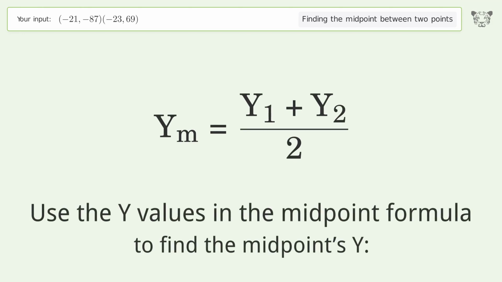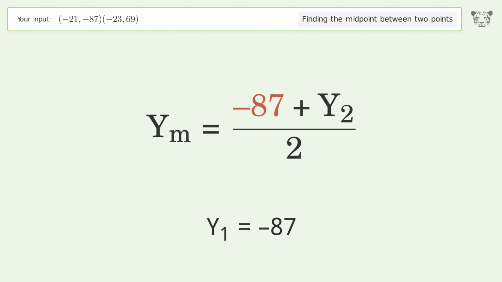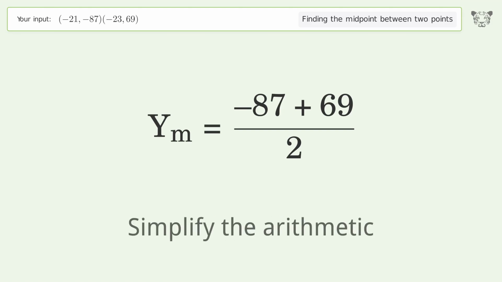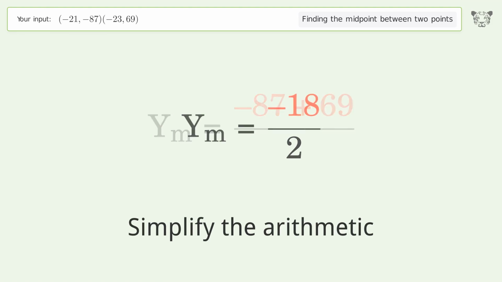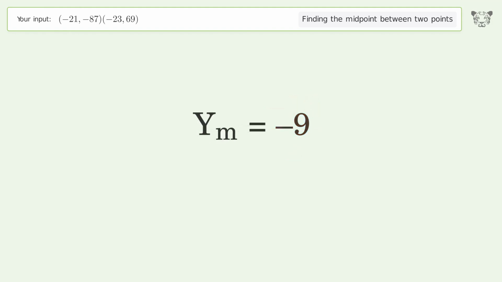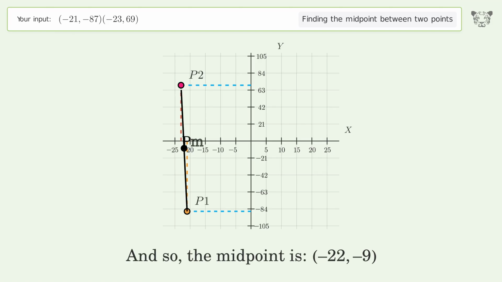Use the y values in the midpoint formula to find the midpoint's y. y1 equals -87. y2 equals 69. Simplify the arithmetic. And so, the midpoint is -22, -9.